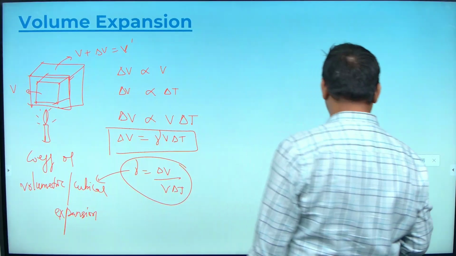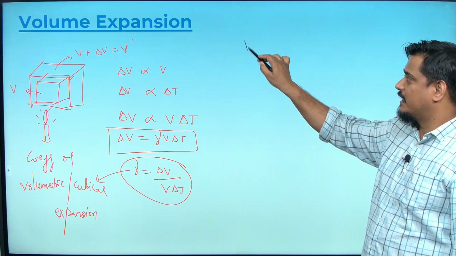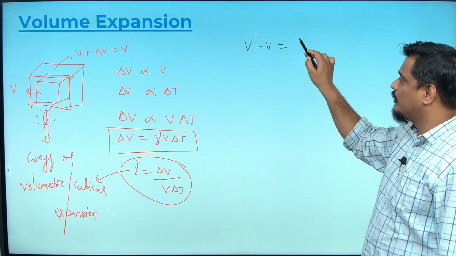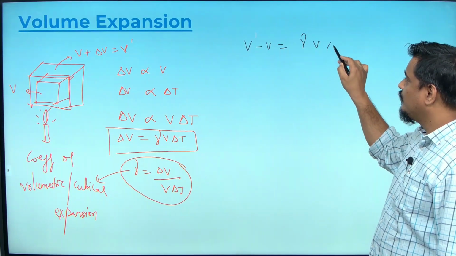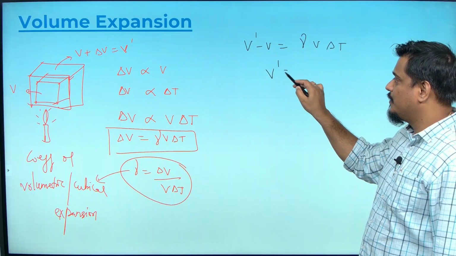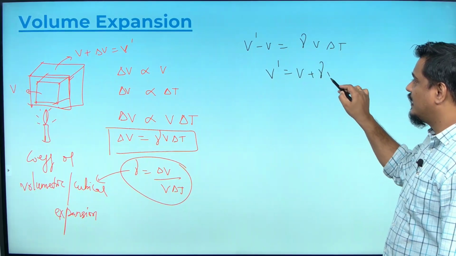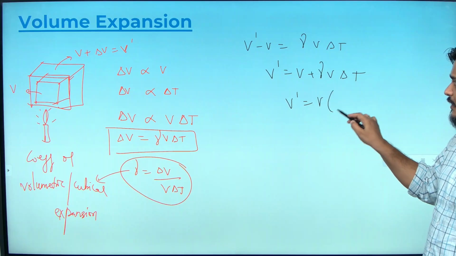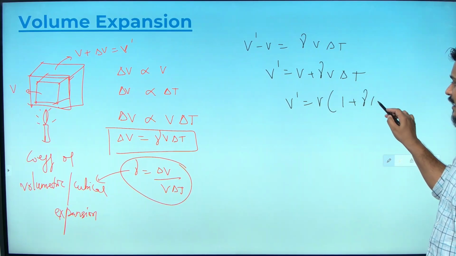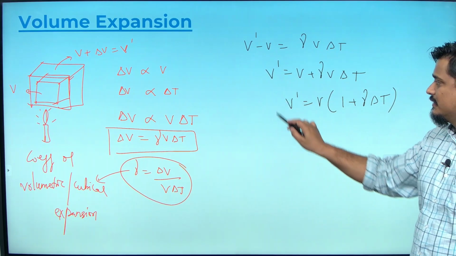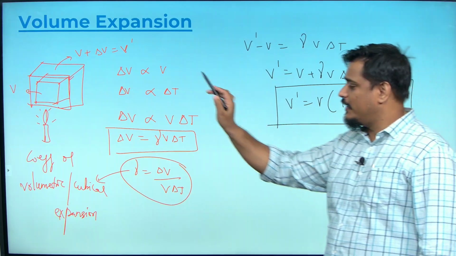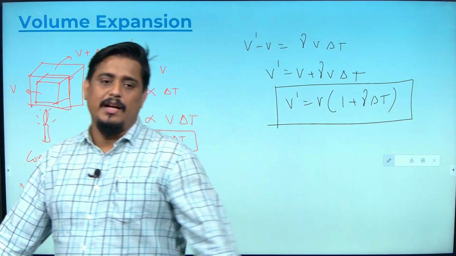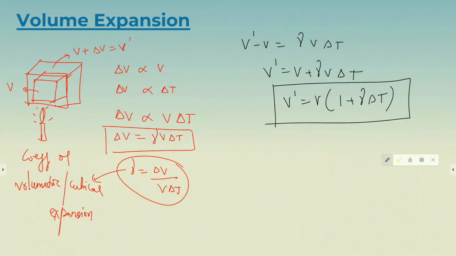And if I want to write in terms of V, yes, I can write, because V dash minus V will become equal to gamma into V delta T. So, V dash will become equal to V plus gamma V delta T, and V dash will become equal to, if I take V common, V into 1 plus gamma delta T, isn't it? So, you got the value of L dash, you got the value of A dash, you got the value of V dash.